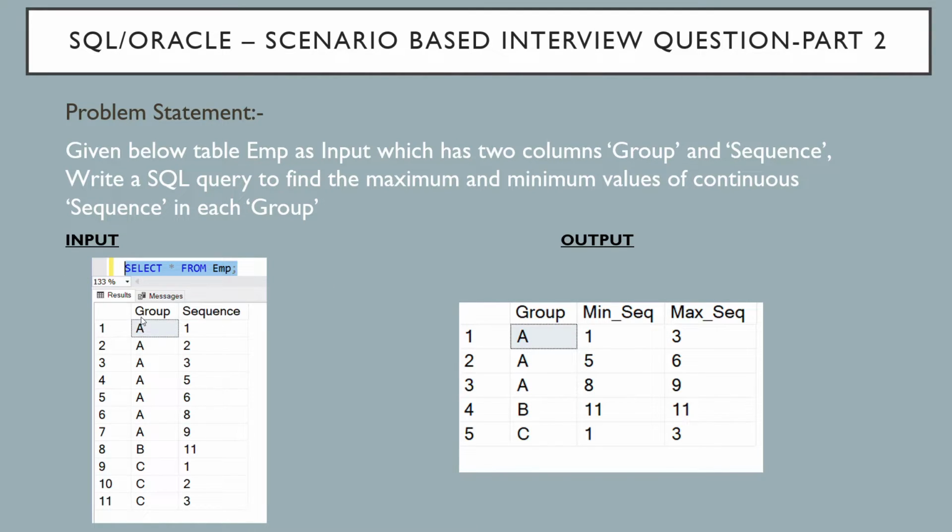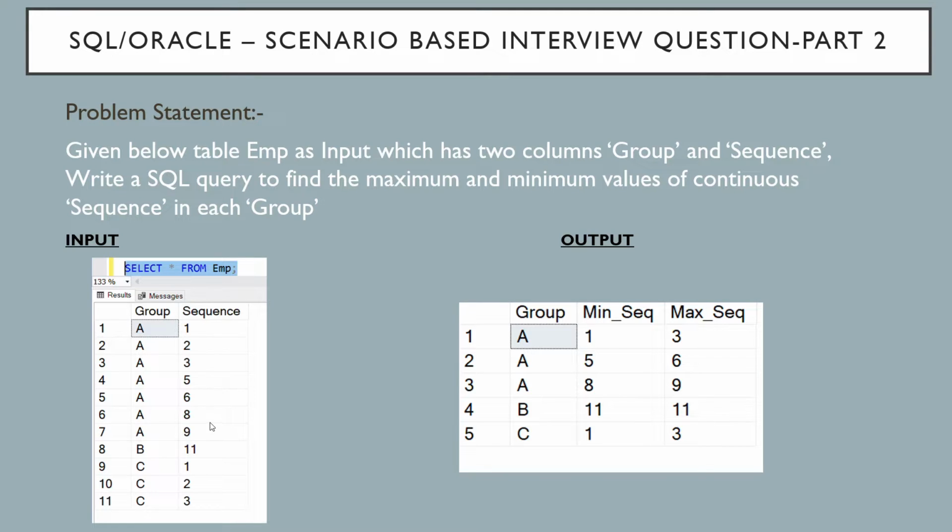If you see the group column of the employee table, we basically have three groups: Group A, Group B, and Group C. So what we have to do, wherever there is a continuous value in the sequence column, we have to take the minimum value of that and the maximum value of that. So if you see for group A, we have 1, 2, 3. This is in sequence. Again 5, 6 is in sequence. Again 8, 9 is also in sequence.